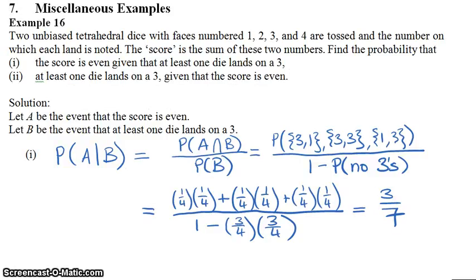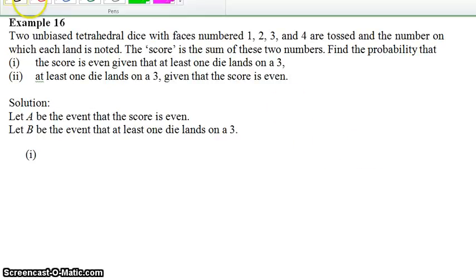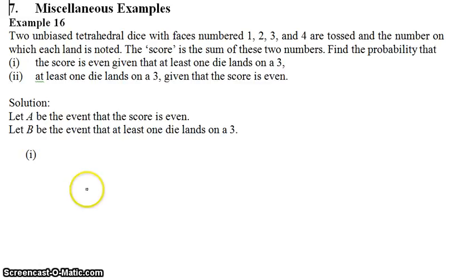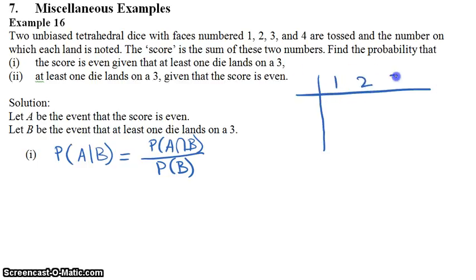There is, of course, another way to do this. So the question remains the same, but I'm going to work this out slightly differently. So I still have to work out the probability that the event is even given that there is at least one 3, and that's still the probability that the event is even and at least one 3 divided by the probability that there is at least one 3. However, this time, instead of working out the probabilities, I'm going to draw my table of possible outcomes.